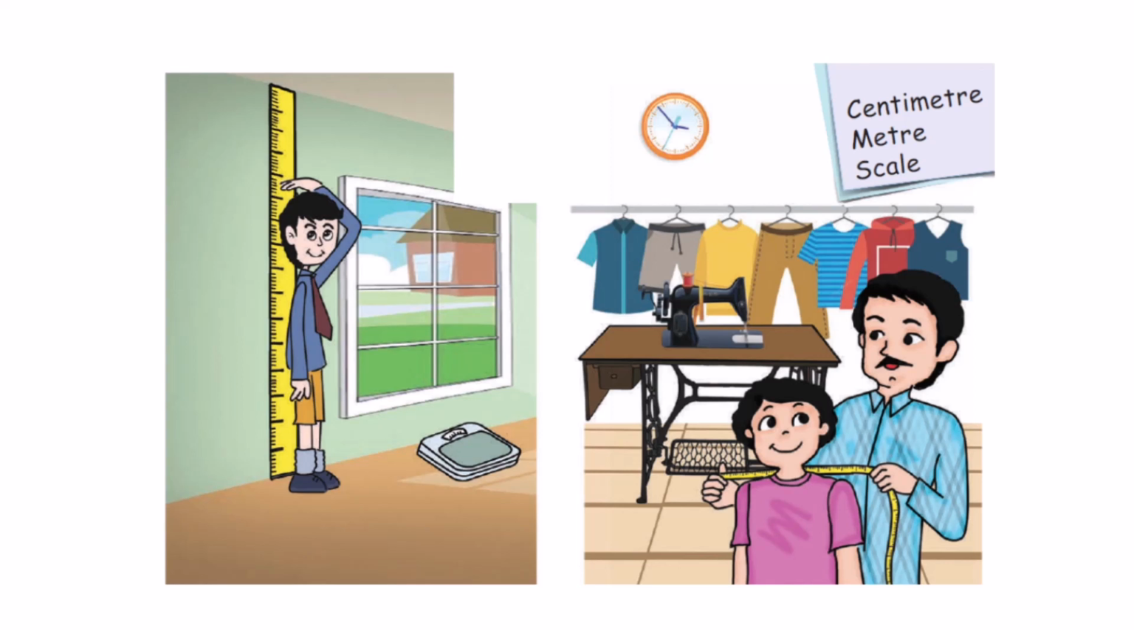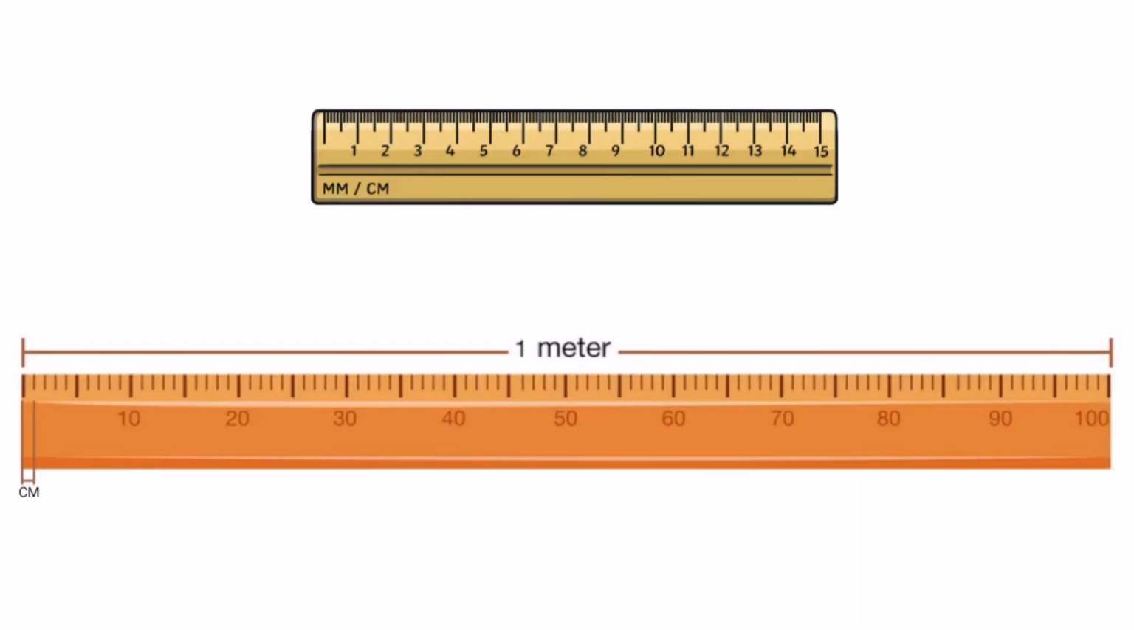First one is centimeter scale. You all have seen centimeter scale because you have this in your pencil box. There are some numbers written on a ruler and there are some markings also. Small markings are millimeters and big markings are centimeters. In centimeter scale, 15 is the last number, which means the ruler is 15 centimeters long.